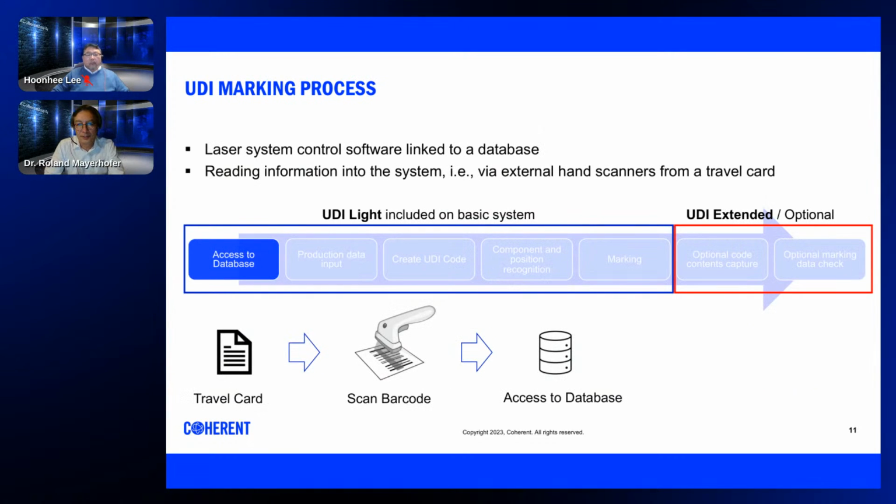So let's jump into the UDI process step by step. So first one is the access to the database. So basically, there is information that needs to be drawn from the database. It needs to be put into the laser system. So for that, we typically see that the travel card is used where the samples are placed with. And if you scan that barcode, you basically can put the data into the laser system.